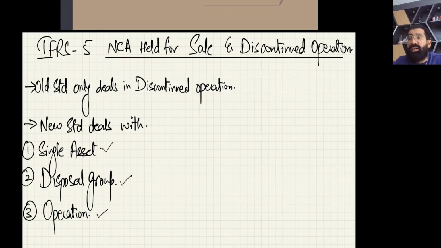Operation means, you recently did IAS 36 in your last classes, remember? So you studied operation is like a CGU, which generates cash flow independently. Okay. So if you go through the main IFRS book, yes, there is a difference between disposal group and operation, but normally in your course, the examiner uses these two interchangeably. Okay, right? So this was the brief history of the old standard.